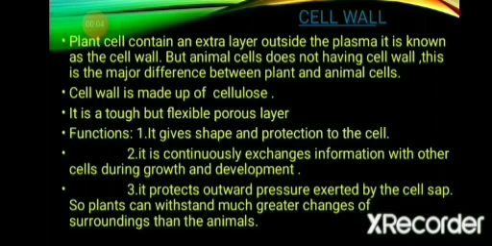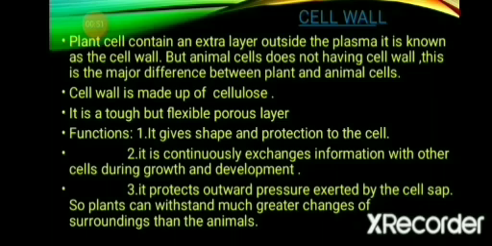Let us discuss cell wall. Plant cell contains an extra layer outside the plasma membrane called cell wall. What is cell wall? Plant cell contains an extra layer outside the plasma membrane called cell wall. Cell wall is present only in plant cells, but animal cells do not have a cell wall. This is the major difference between plant cells and animal cells. Cell wall is made up of cellulose. It is a carbohydrate. It is a tough but flexible layer. This is the cell wall structure.